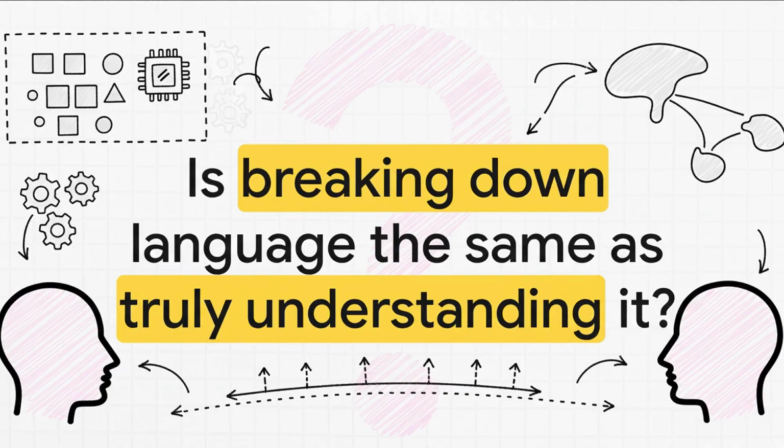But here's the question. Is breaking something down the same thing as truly understanding it? As these systems get better and better at reading our words, the next giant hurdle is moving from just processing language to actually grasping its meaning. So what do you think that next step even looks like?